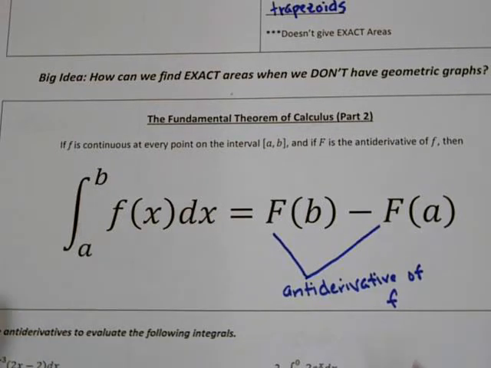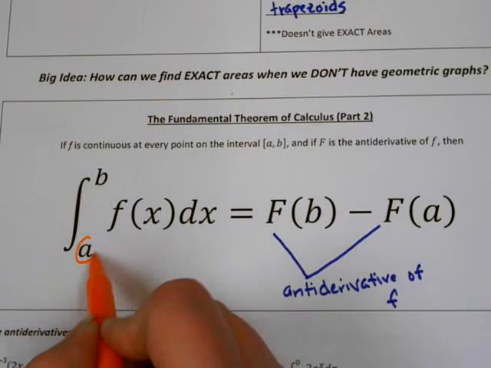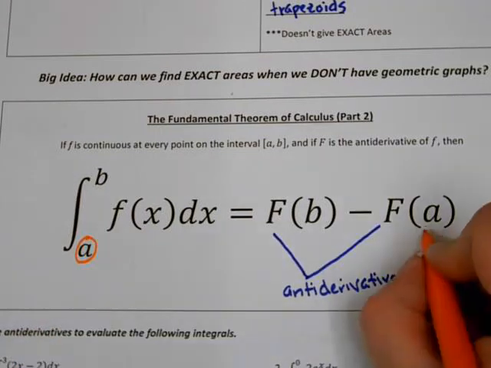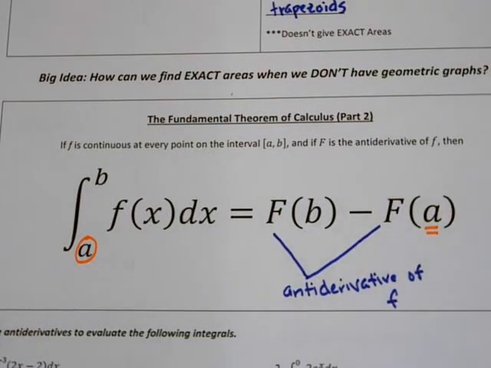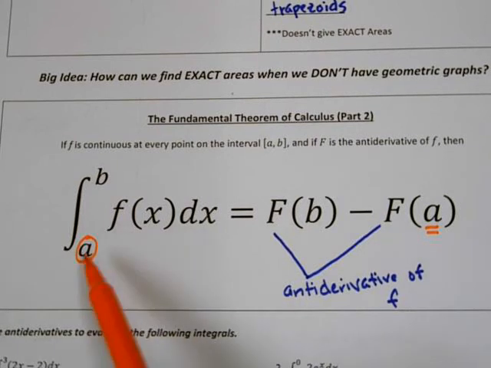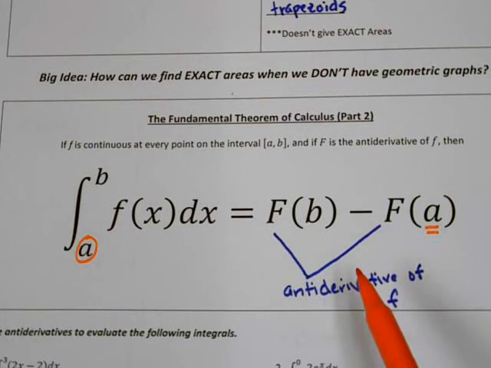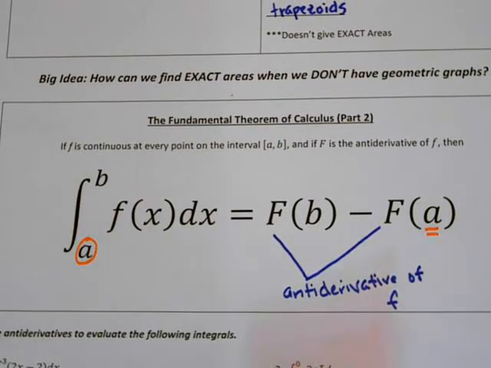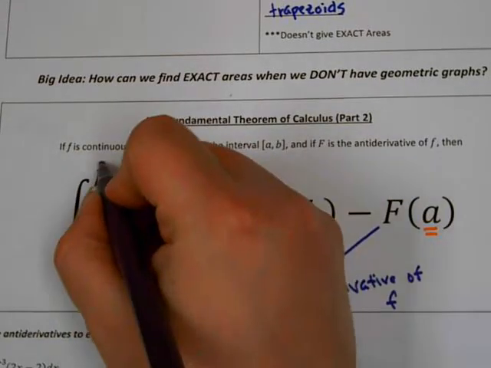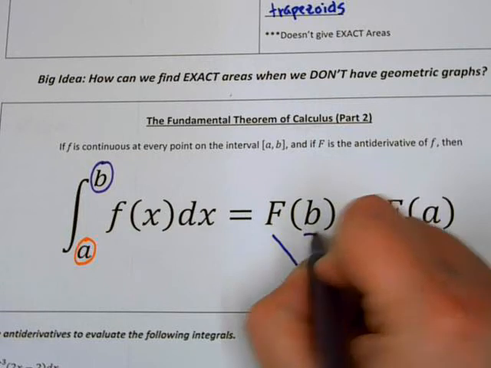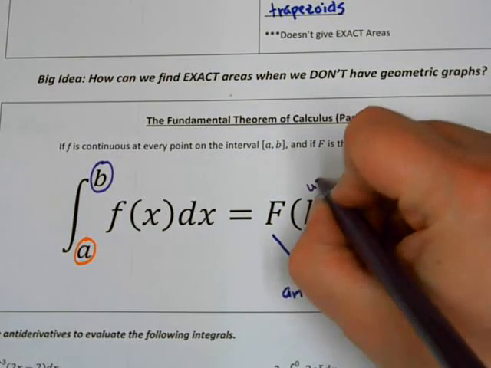So let's see here. A is our lower bound, and you'll notice that that one actually comes second. All right, so if it's the integral from a to b, when we evaluate it and take the antiderivative, it's always the a that comes second. That's the piece that we're subtracting. All right, and then the upper bound, b, is right here. So this is the upper bound.